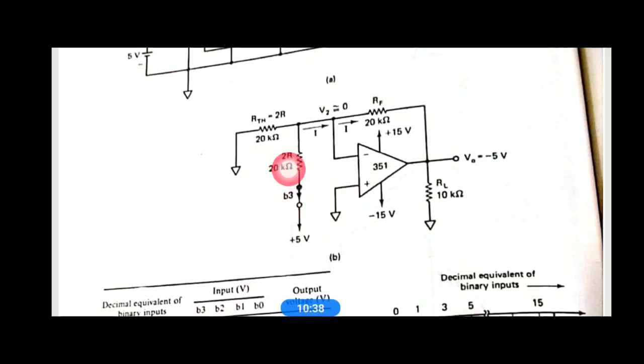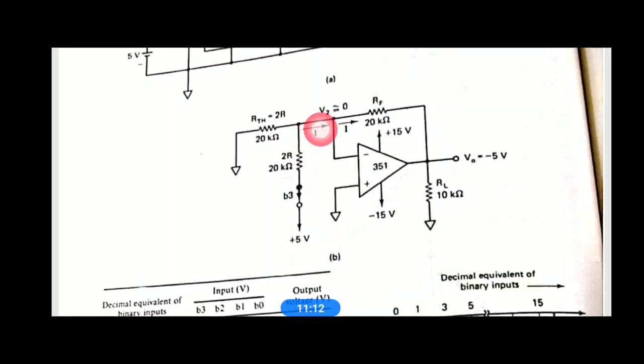The current is 0.25 milliamp, which is the current flow here. But the current flow in this resistor is 0 because this end is connected to ground and this is also connected to ground, due to the virtual short circuit between V2 and V1. So the current flow here is 0, and the current here is also approximately 0.